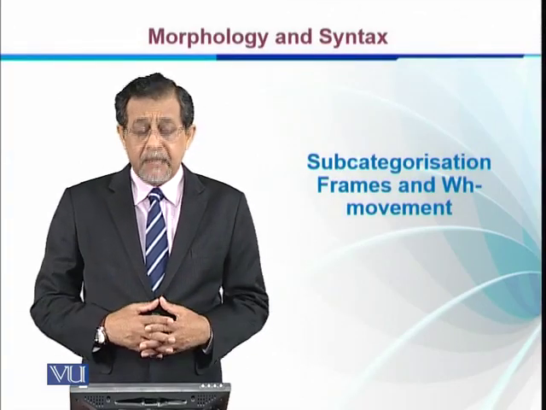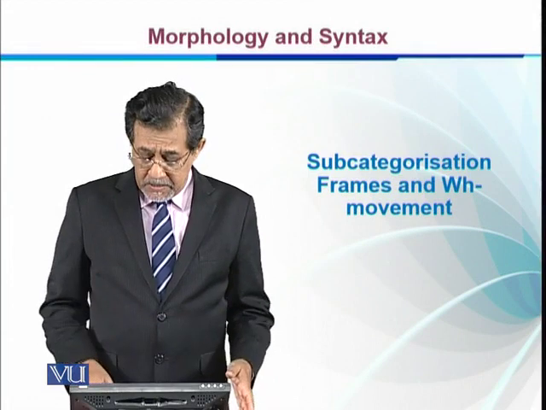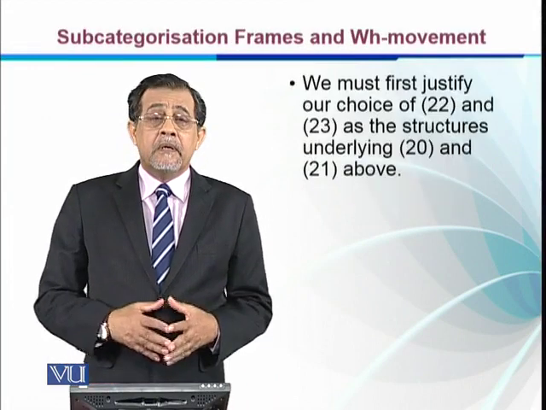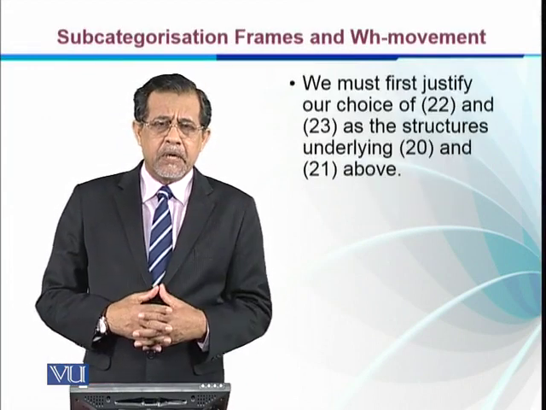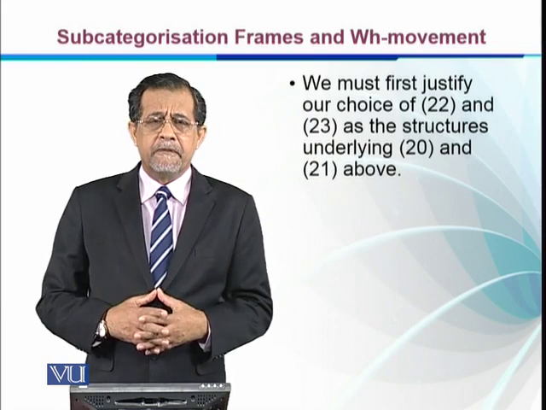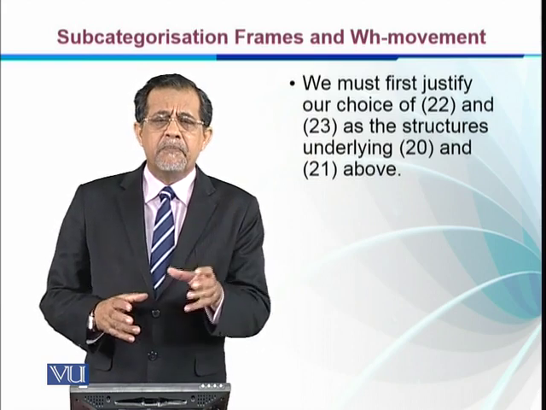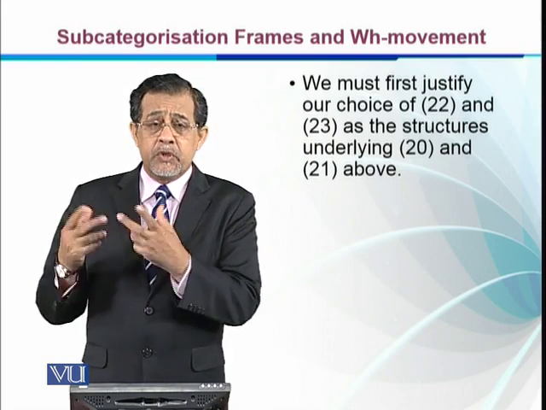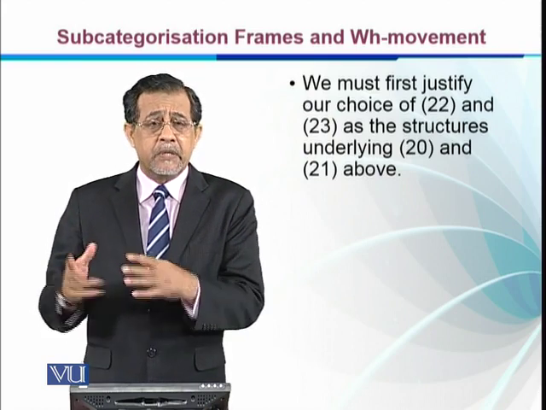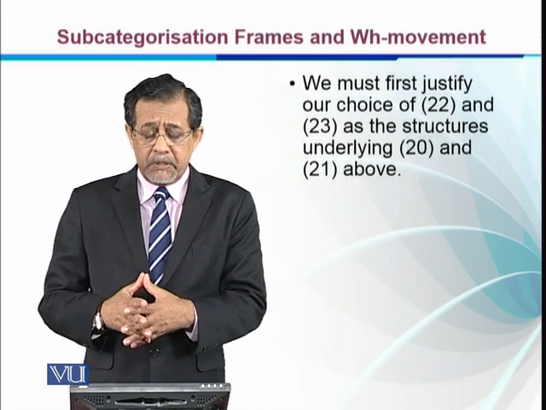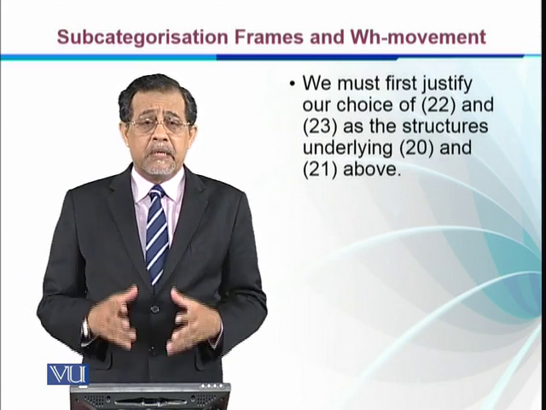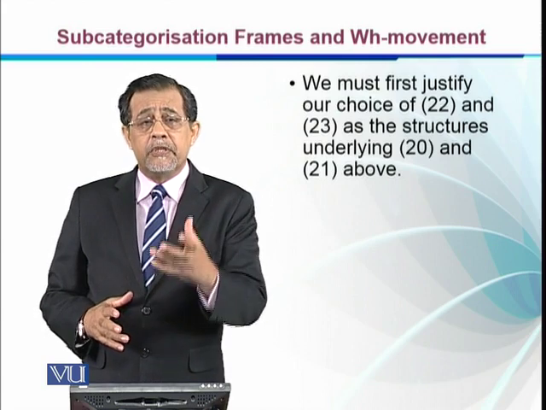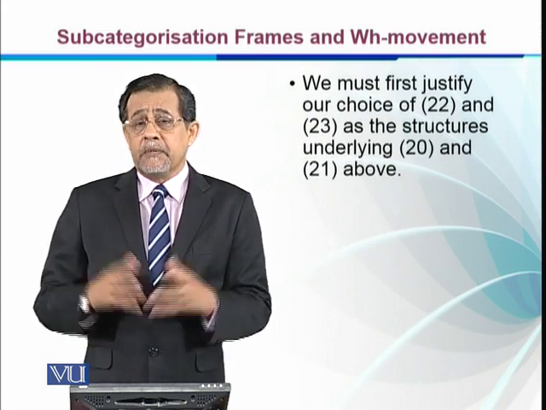Subcategorization frames with WH movement. It means that we have been talking about subcategorization frames of verbs. A verb determines whether it has to take a noun phrase, one noun phrase, two noun phrases, one adjunct, etc. Obligatory elements, right? So now look at that. How does WH movement take place with that?